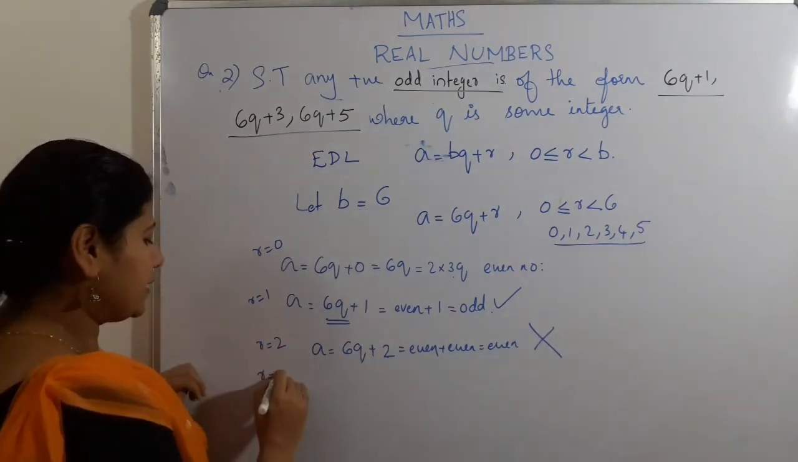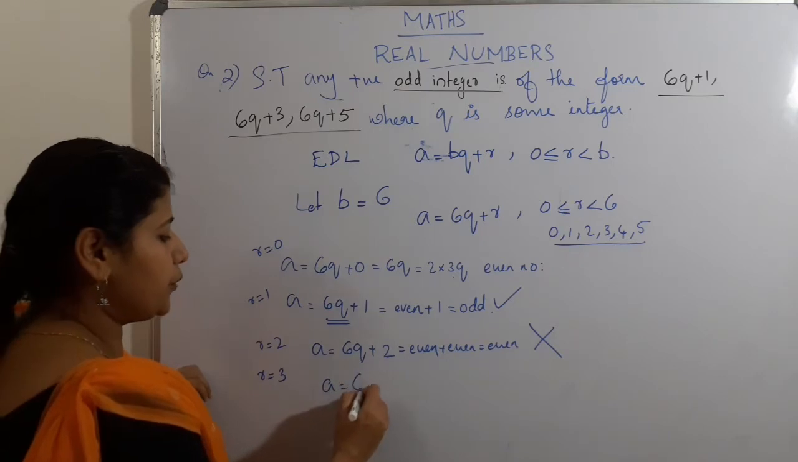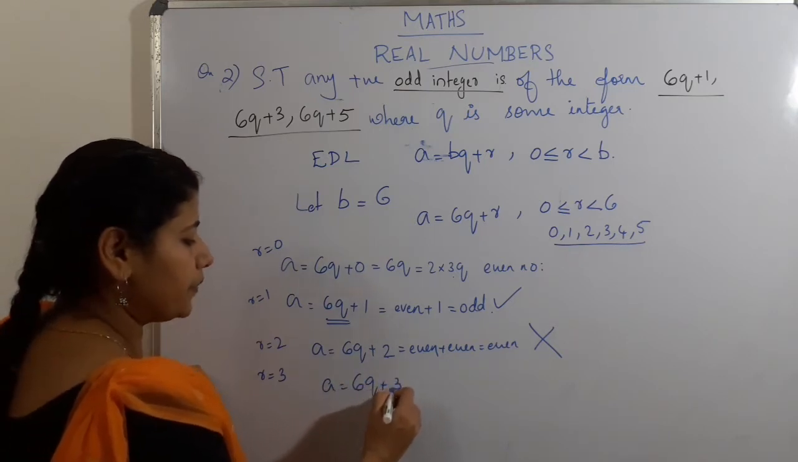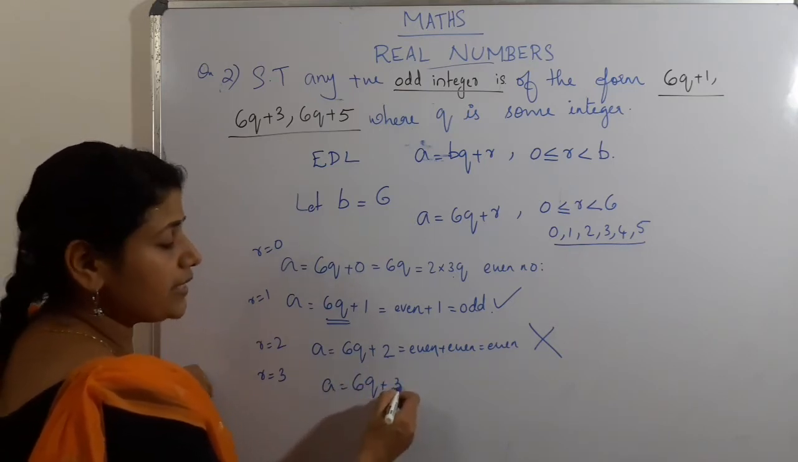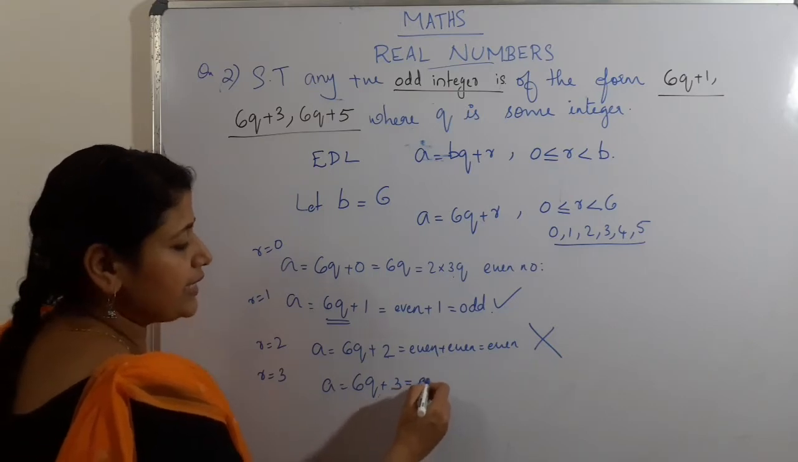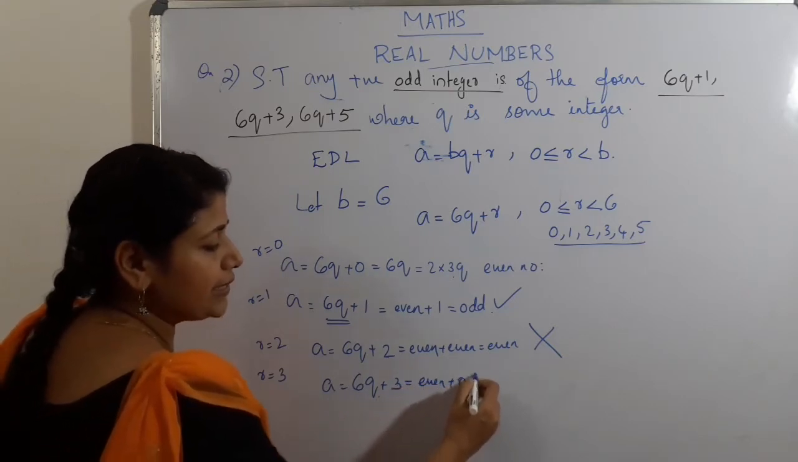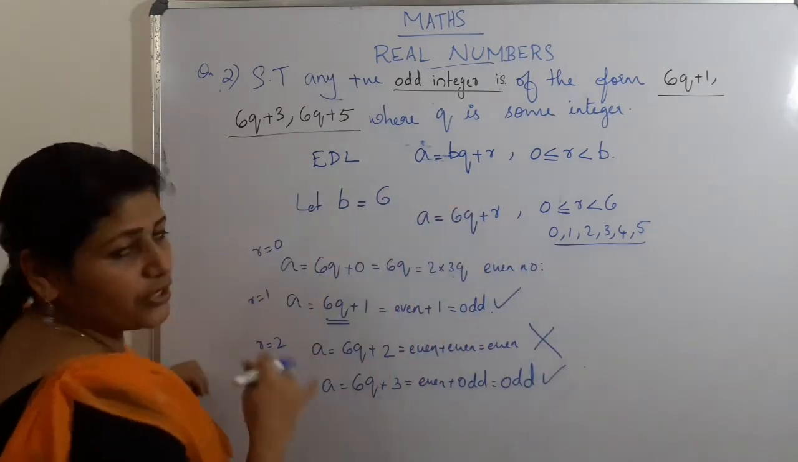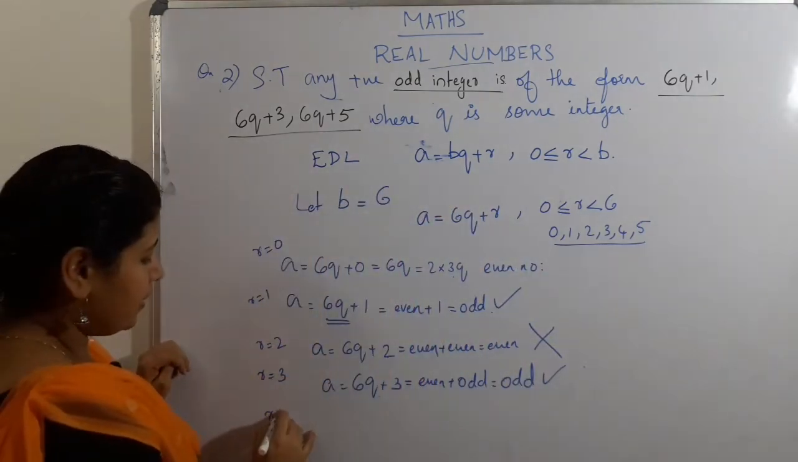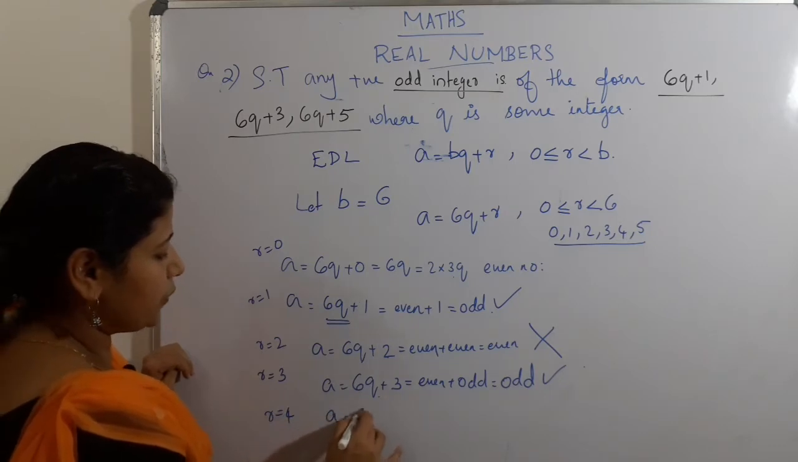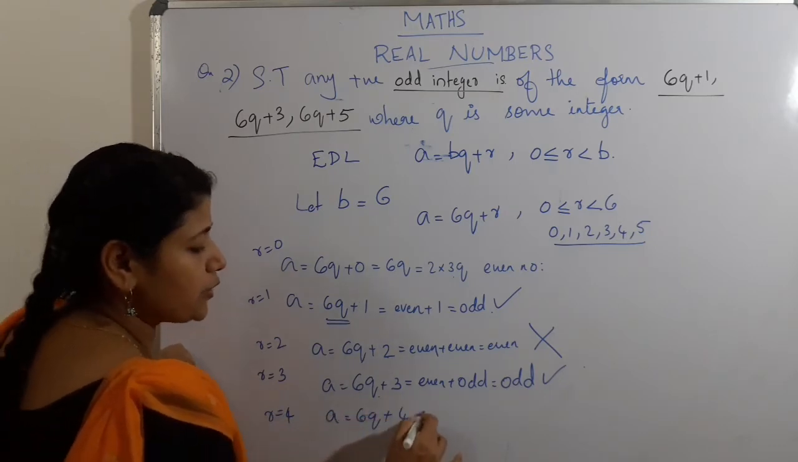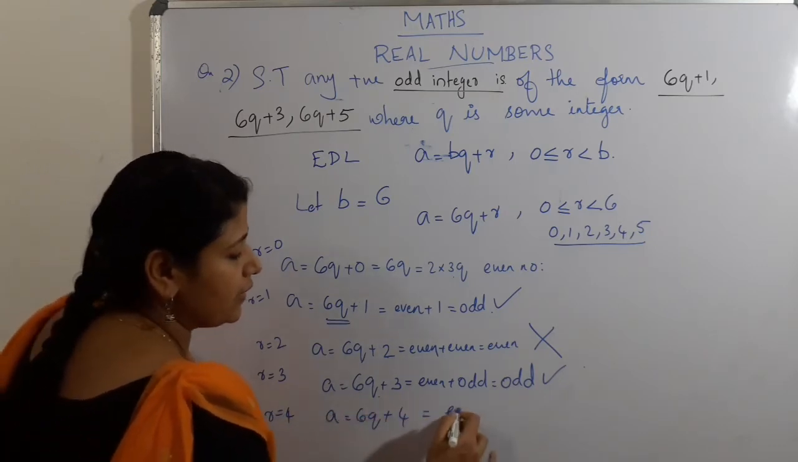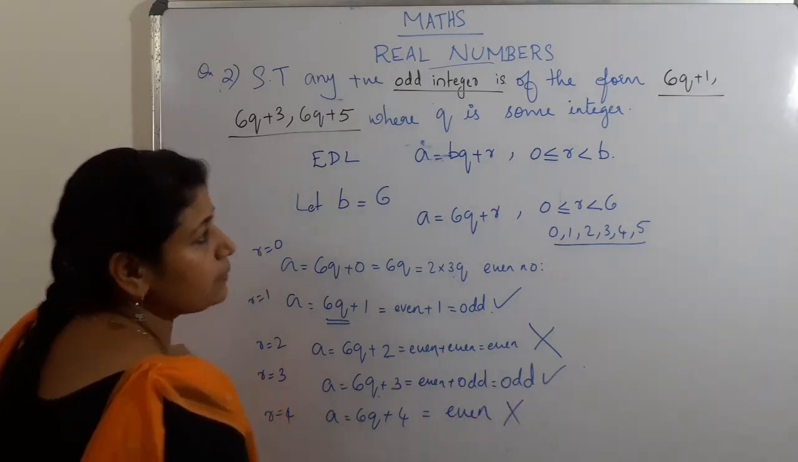Then if we are taking 3, a will be equal to 6q plus 3. 6q is an even number, 3 is an odd number. So we will get even plus odd, we will get an odd number. So this is okay for this condition. And r equal to 4, a equal to 6q plus 4. Here also we will get even plus even, an even number.